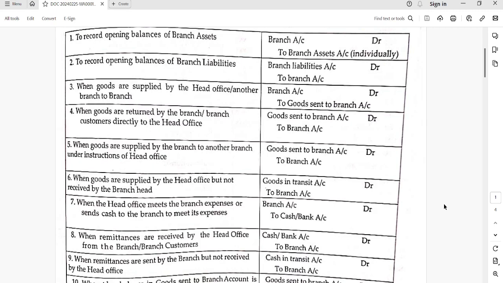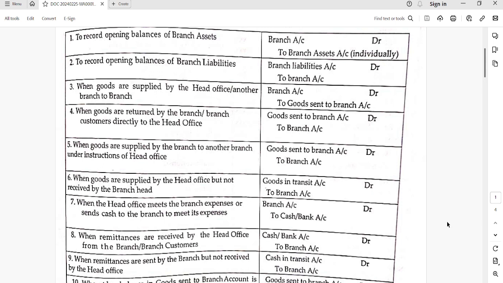Next, when remittances are received by the head office from the branch or branch customers, then cash or bank account debit to branch account. It means the amount received by the branch is sent to the head office. So in the books of the head office, the head office is going to receive the cash, so bank is debited, and for the head office, the branch is nothing but a debtor. So that's why it is credited. Very simple, na?